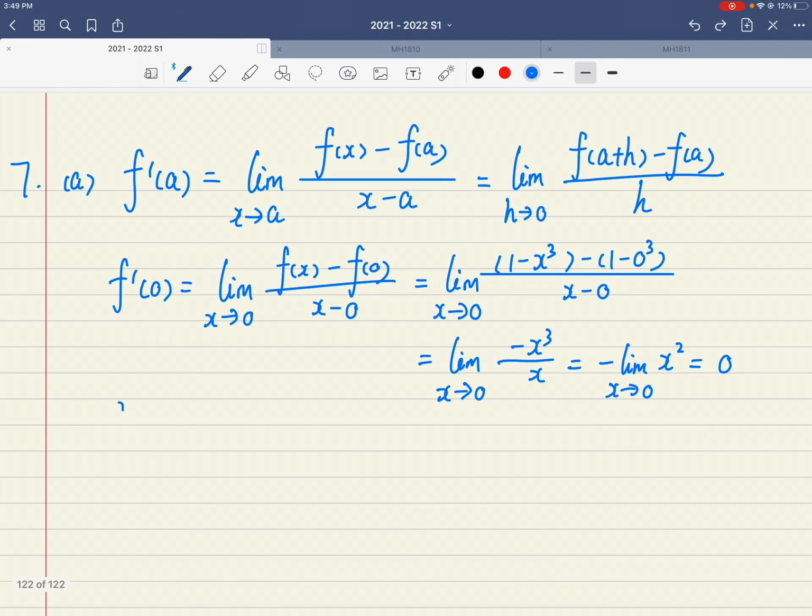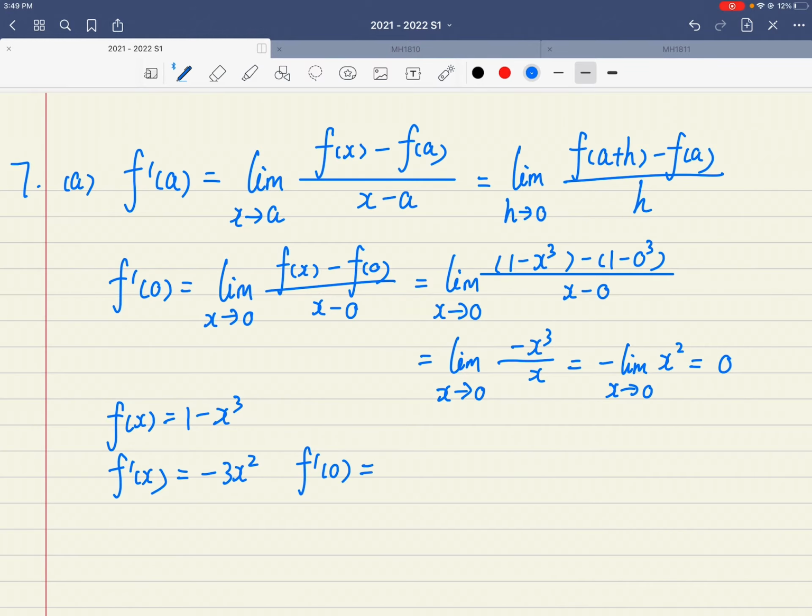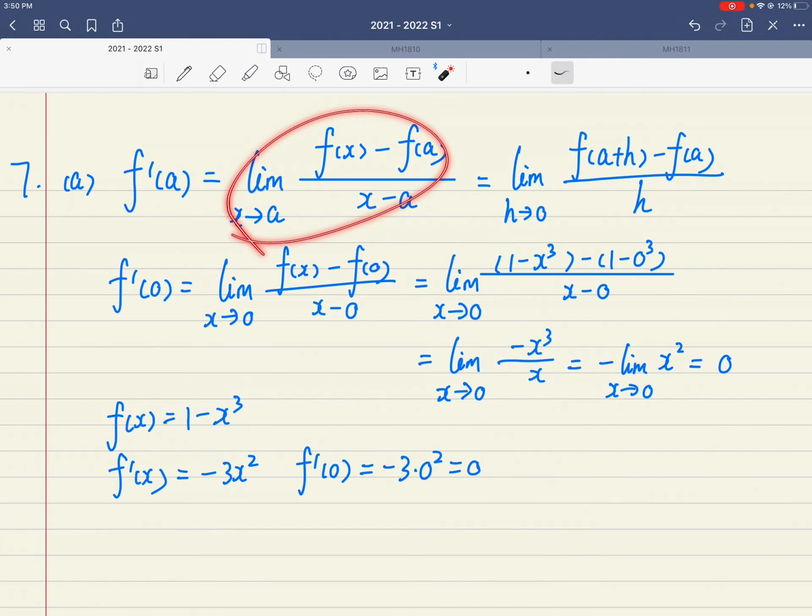What do we usually do without using the definition? We usually just differentiate, right? The derivative of 1 is 0, and the derivative is negative 3x squared. Then you substitute in: f prime of 0 is negative 3 times 0 squared, which is just 0. So if the question doesn't ask you to use a definition, you can just use normal differentiation. But if it asks you to use a definition, you have to choose one of these two to do the calculation of the limit.